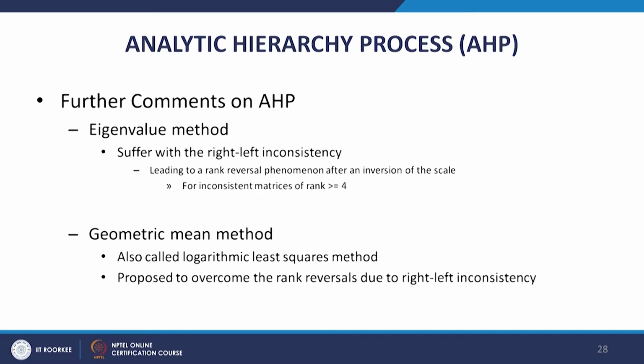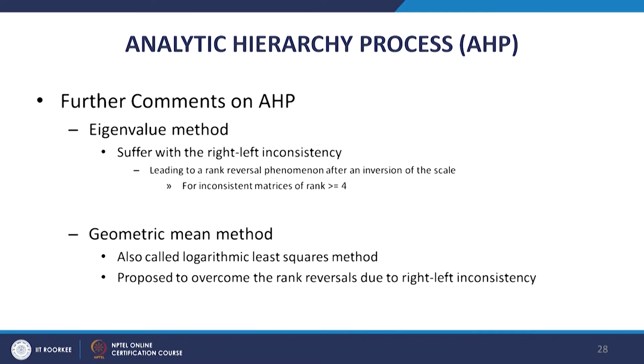Now, a few more points about the eigenvalue method. There are some issues even with this method. For example, with the approximate method we could not compute consistency. Here, this method might suffer from right-left inconsistency. This right-left inconsistency will lead to the rank reversal phenomenon if the scale is inverted. What typically happens is that if you are using a certain scale and the values are reversed, then the scores and the final ranking that we get might change. However, this does not happen for a consistent matrix; it only happens for inconsistent matrices of rank greater than or equal to 4.